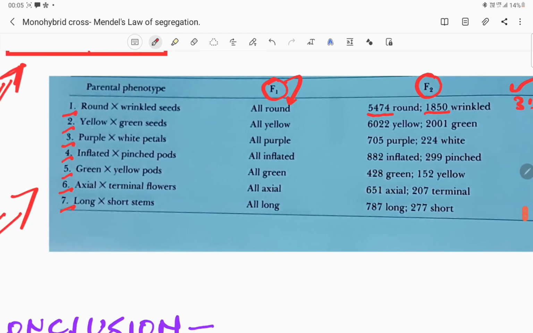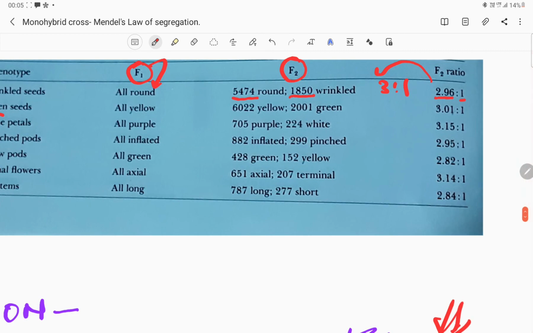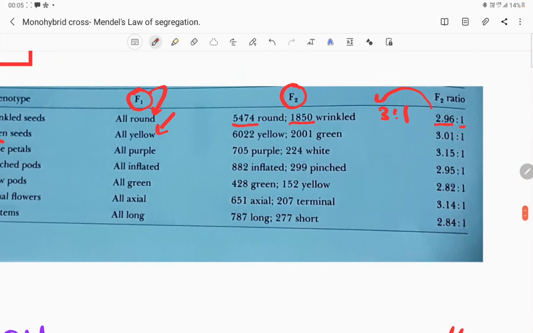In the second experiment, a monohybrid cross for yellow and green seed color, the first generation certainly belongs to the dominant character. And in the second generation, he obtained 6,022 yellow seeds and 2,001 green seeds. He had counted every single seed, and there would have been loss of seeds as well. And there he got a ratio of 3.01:1.